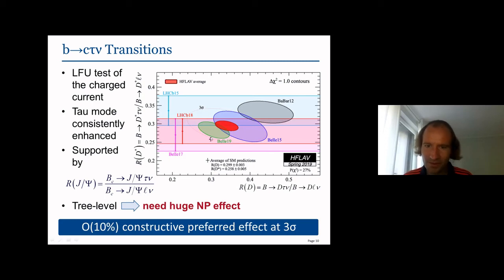So you have this cross here for the standard model prediction, which has still a reasonable error, I would say. And if you combine all these Belle, LHCb measurements and so on, you end up at this red ellipse, which is nearly exactly 3 sigma away from the standard model prediction. So again, it is quite remarkable that all these measurements are above the standard model prediction. And again, it's also supported by this R_J/psi measurement of B_c to J/psi tau nu. However, as I said, it's tree level, so you need a huge new physics effect. It's not easy to explain it, but one can do it. In order to explain it, you need a 10% constructive effect.